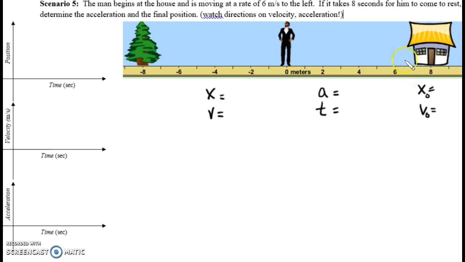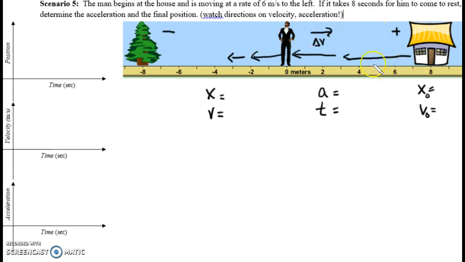Okay, so the first thing we want to do, since he's moving and then comes to rest, it's implied that he is slowing down. So we're going to draw our motion diagram, moving to the left and getting slower. During this time, our change in velocity will be pointing to the right. So given where the origin is, the house to the right is positive, to the left is negative.